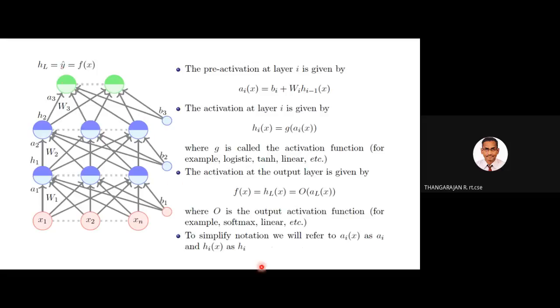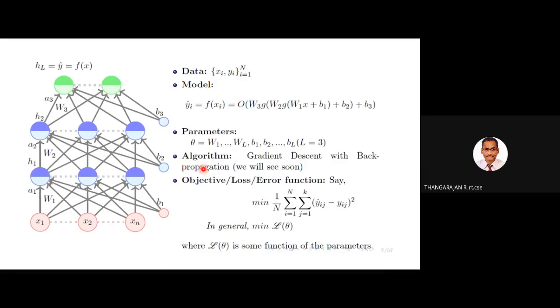Okay. So generally what we do is we drop this X and we simply denote it as a_i and h_i. We generally drop this X, because that X is understood.